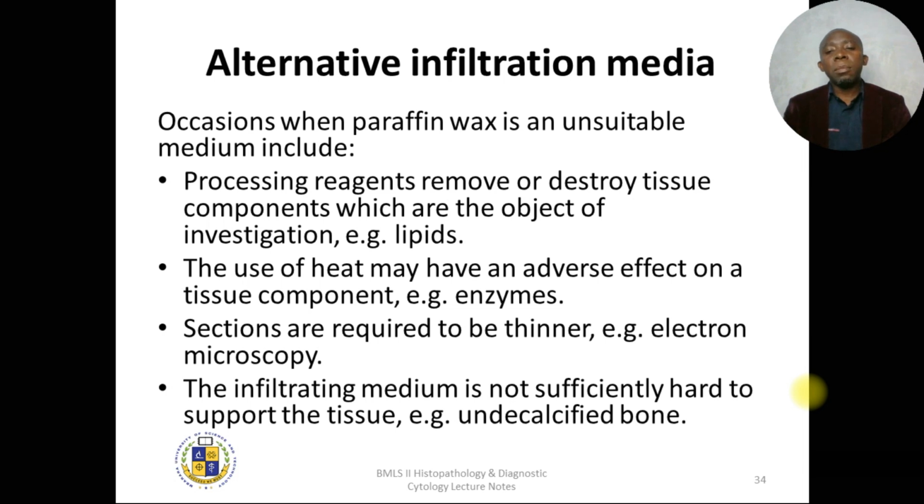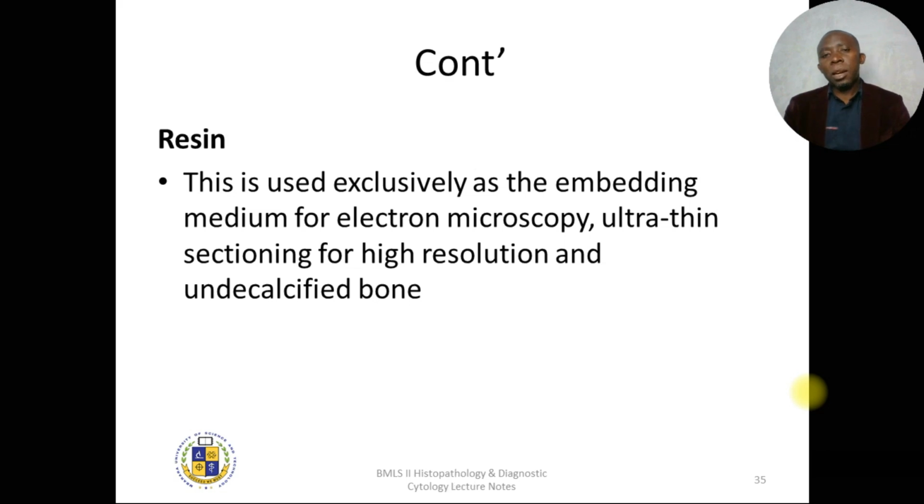So the infiltrating medium may not be sufficiently hard to support the tissue, like for example in the bone, we need to choose the infiltrating material or substance that can match with the type and the nature of the tissue we need to impregnate. Tissues which are very hard would really need an infiltrating medium, for example if you're using paraffin wax, with higher density and not with a low density.